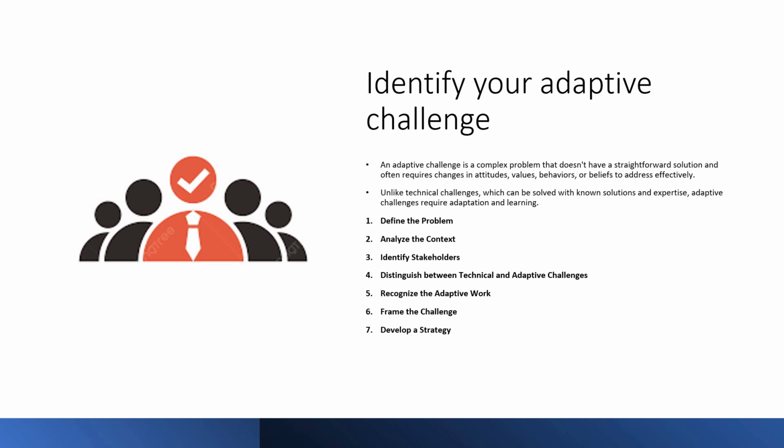The leaders normally identify the adaptive challenges and solve them in a few steps. They first define the problem. They clearly articulate the problem, and they understand what the symptoms are and what the underlying causes are. Next, they analyze the context very clearly. They have to consider the broader context in which the problem exists. What social, cultural, political, economic, or technological factors are influencing the situation should be analyzed very clearly.